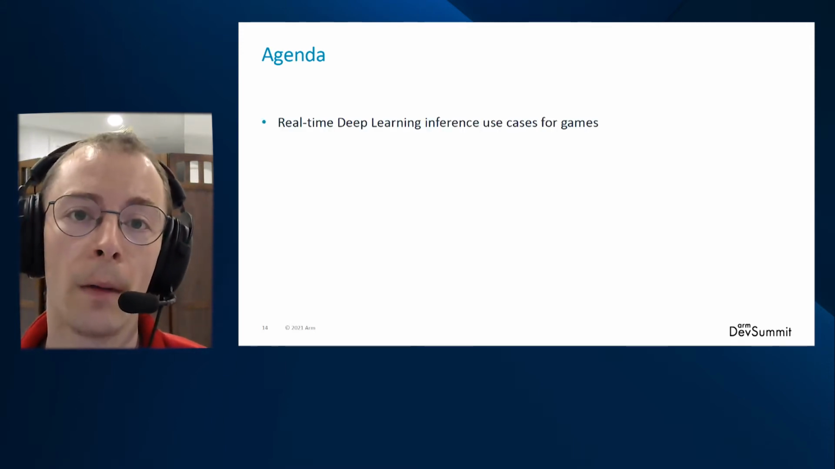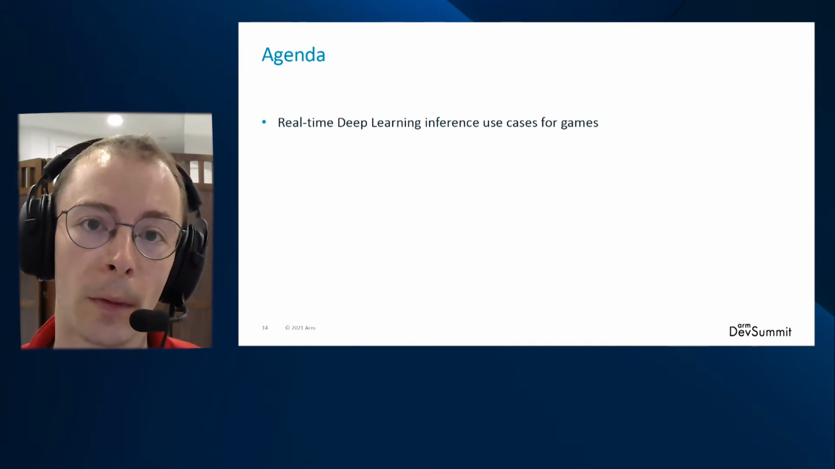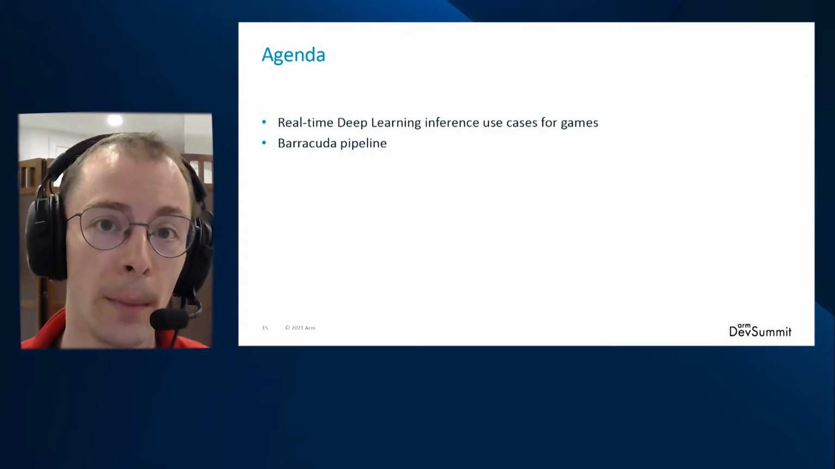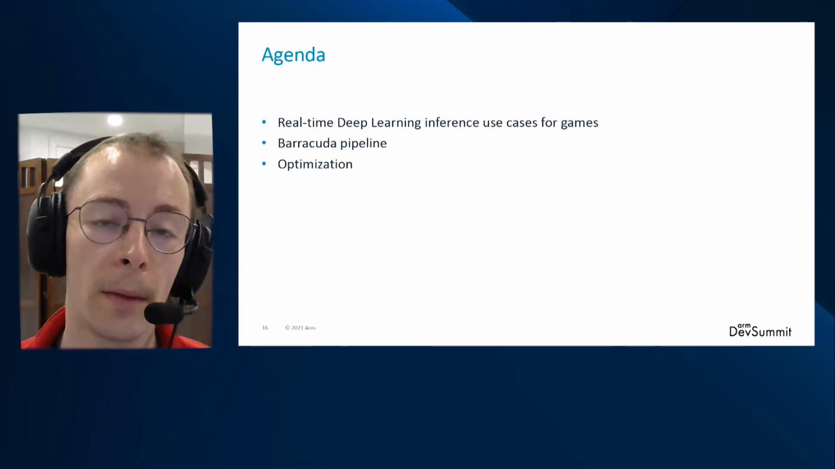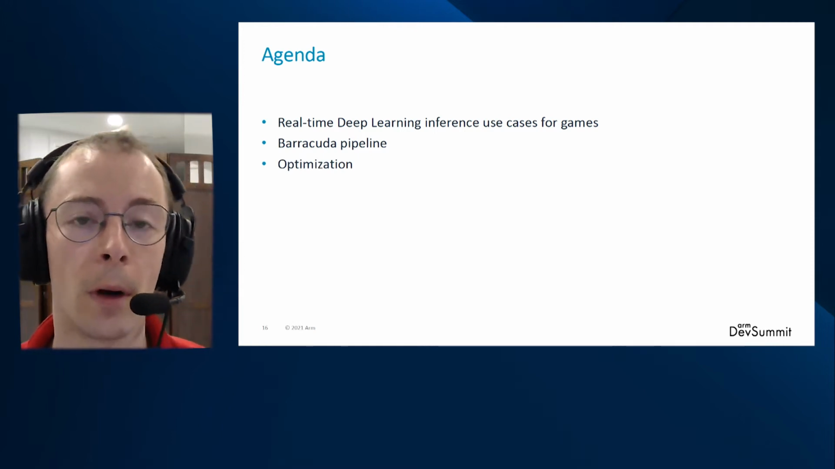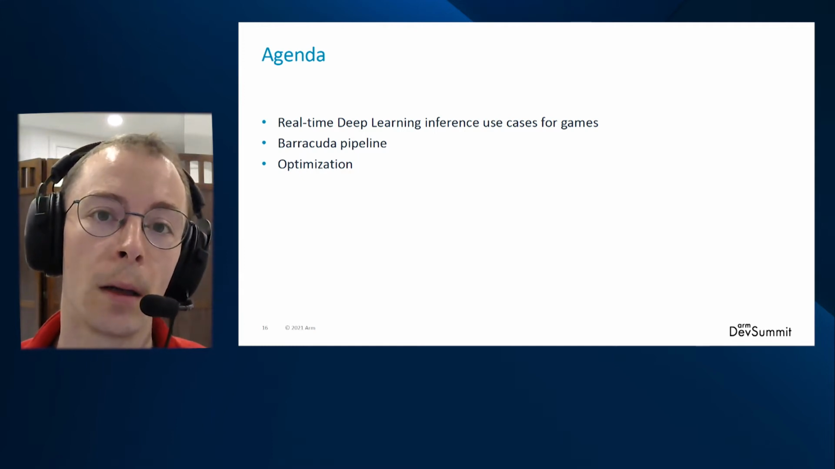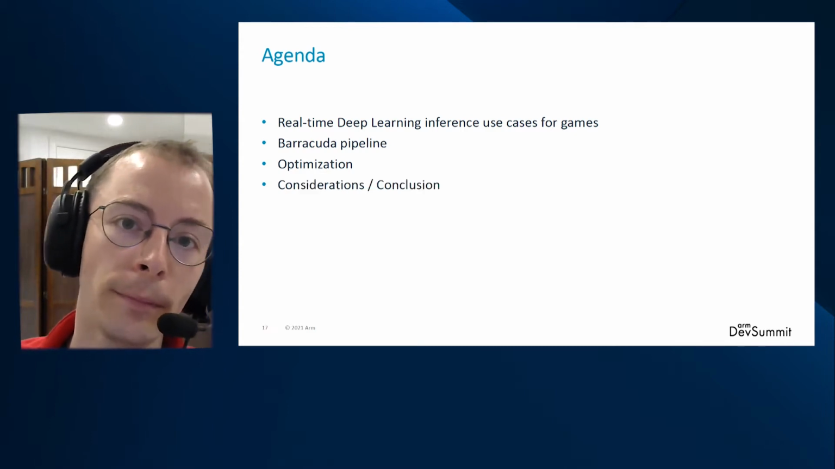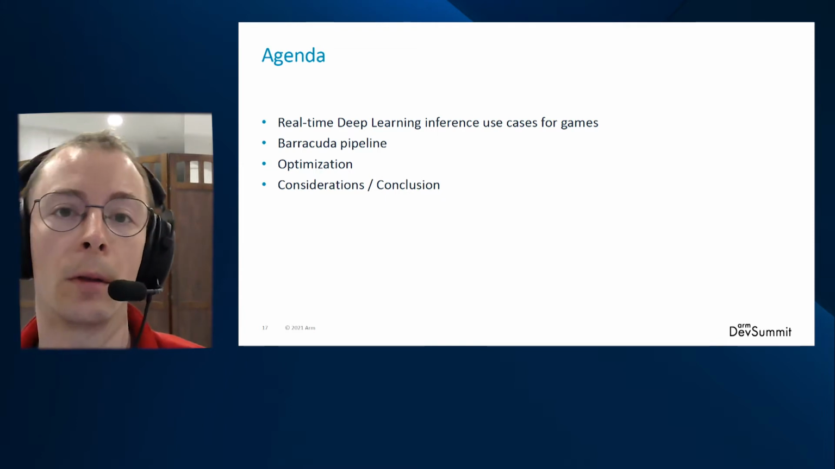So the agenda for today's talk is pretty straightforward. First off, we're going to talk about all the different use cases for real-time deep learning inference in a real-time setting. Then we'll look at the overall pipeline we need to approach in order to make that a reality. And then finally, we'll look under the hood at all the different optimizations that we need to do in order to make running neural networks in real time a reality. And then we'll wrap things up with some considerations and conclusion.